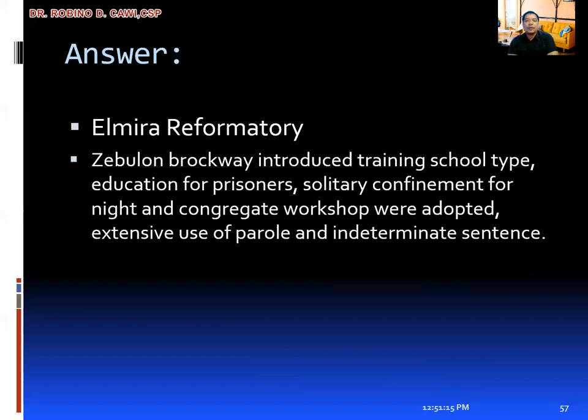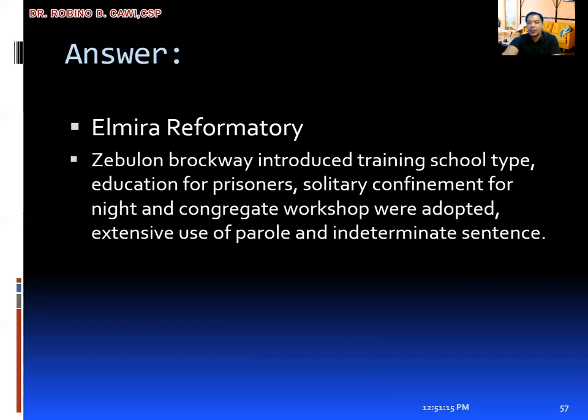So the Elmira Reformatory basically introduced a training school type of facility wherein the education of the prisoners is given priority, and at the same time they are allowed to undergo some sort of solitary confinement, and a congregated workshop was adopted similar to what we call the Auburn prison system. And while the prisoners are confined inside the prison, eventually the prisoners will be released under a particular program which we come to know today as the parole system.